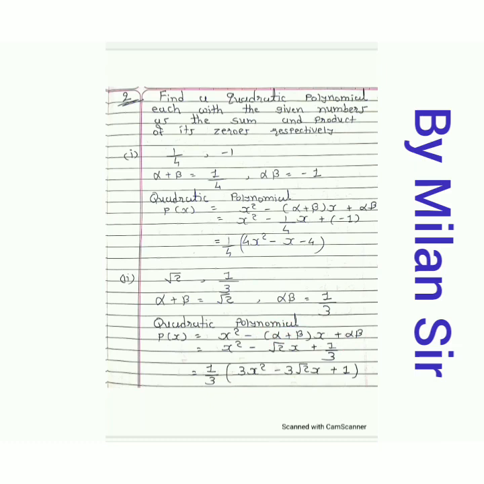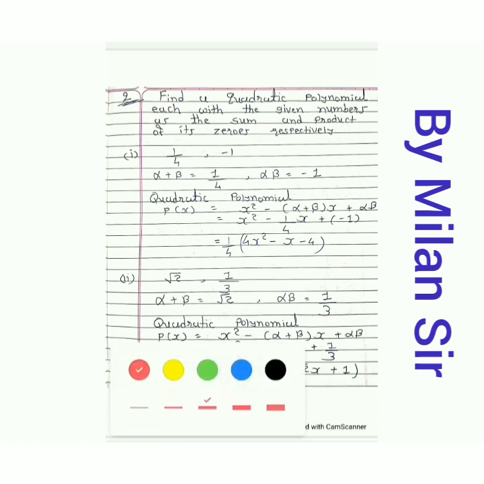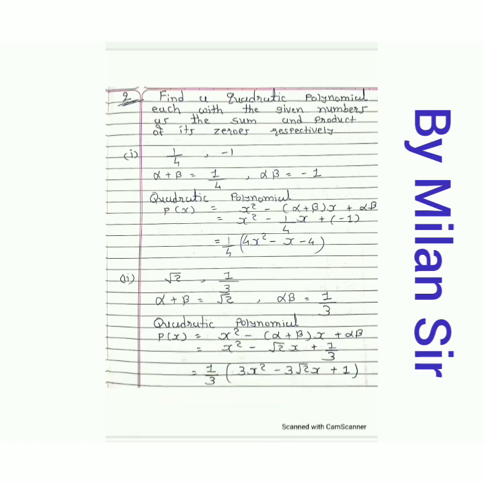Then again we get one fraction in the constant term. So take LCM, and I am writing this denominator separately. So 1 by 3. Then LCM, that means 3 into x square, 3x square. In second step 3 into under root 2. So minus 3 under root 2 x with the sign and plus 1.